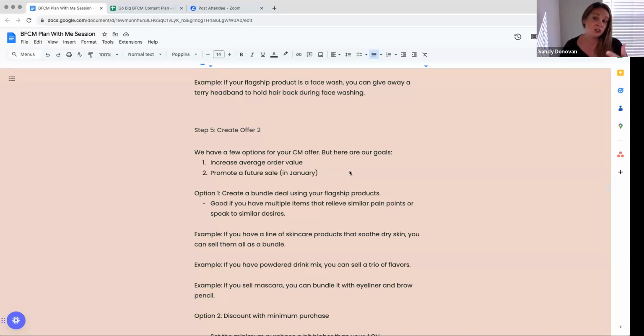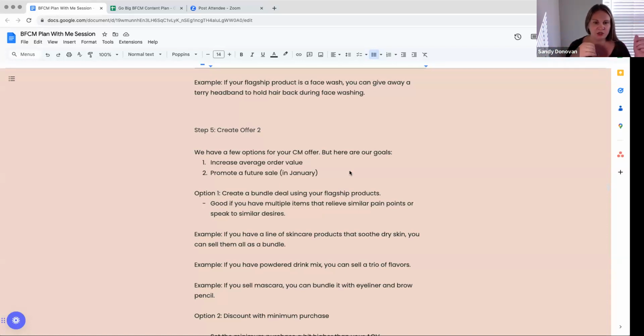All right. So to do that, option number one for offer number two, you could create a bundle deal. This could be a flagship product with some other maybe bigger products, like tier 2 products that relieve similar pain points or speak to a similar desire as your flagship product. So an example, if you have a skincare product that soothes dry skin, you might have multiple types.